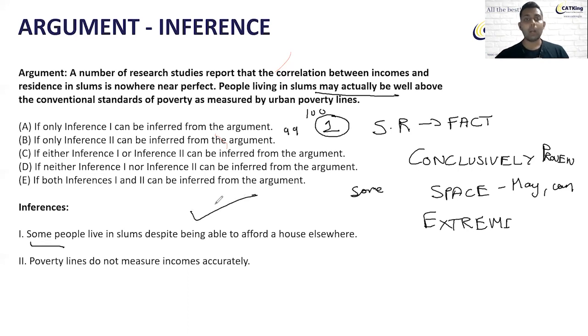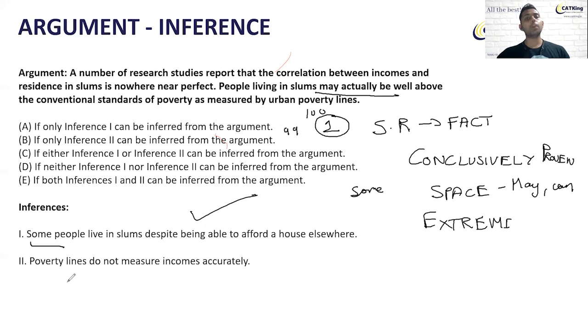If it says all people living in slums despite being able to afford, all people live in slum despite being able to, iska we're talking about all 100 people. But can I say that based on the argument? No, I cannot, right? Because the argument itself is a space argument and not an extreme argument. Okay. So one is a correct inference.